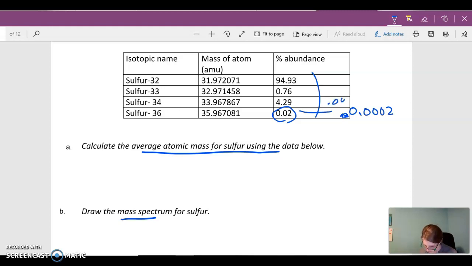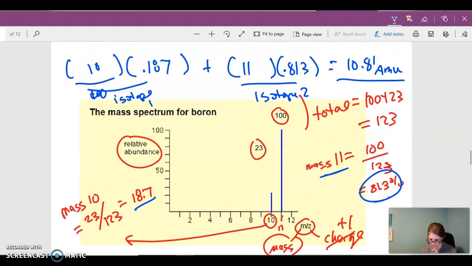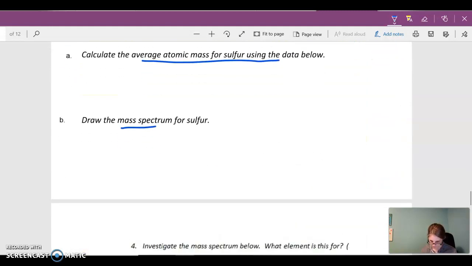This one would be 0.0429, 0.0076. It's tricky like that, right? Because it's a very small percentage. 94, this is 0.9493. And that's how I'm going to use them. I'm going to set them up just like I did with this boron one.